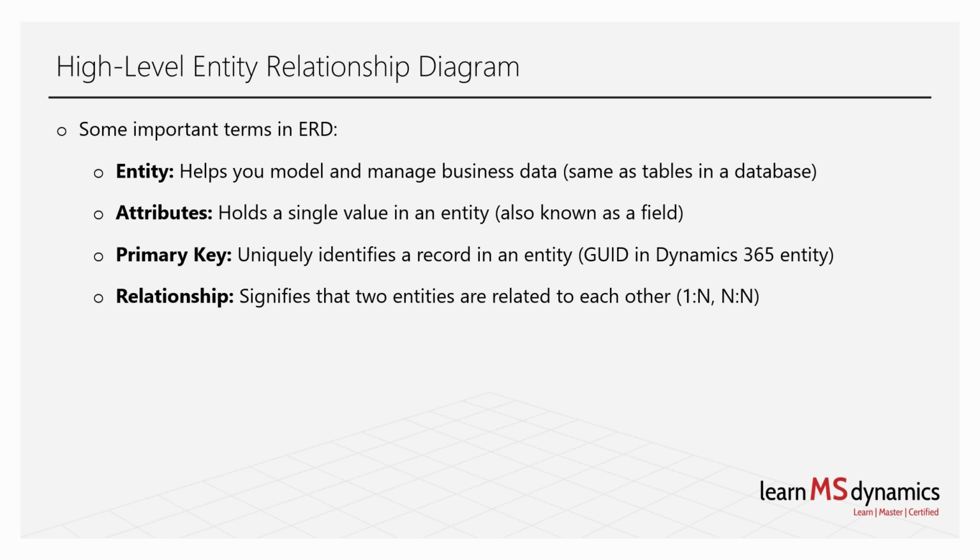So in Dynamics 365, we have one to n. N means one to many, and n to n means many to many. You will also see something called n to one, which is similar to one to n, but seen from the related entity. So you can define these relationships.